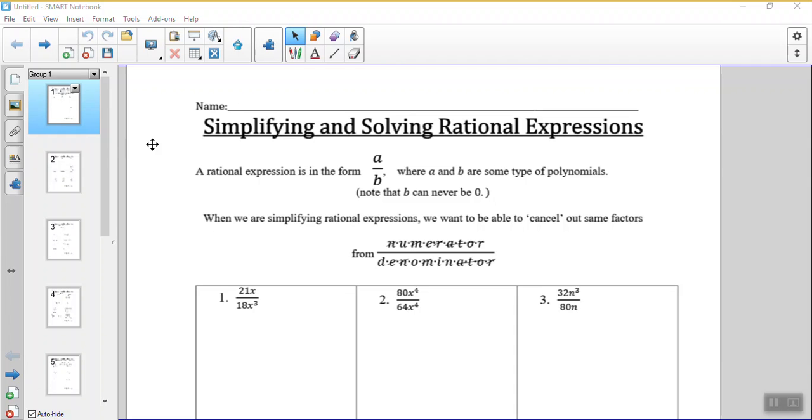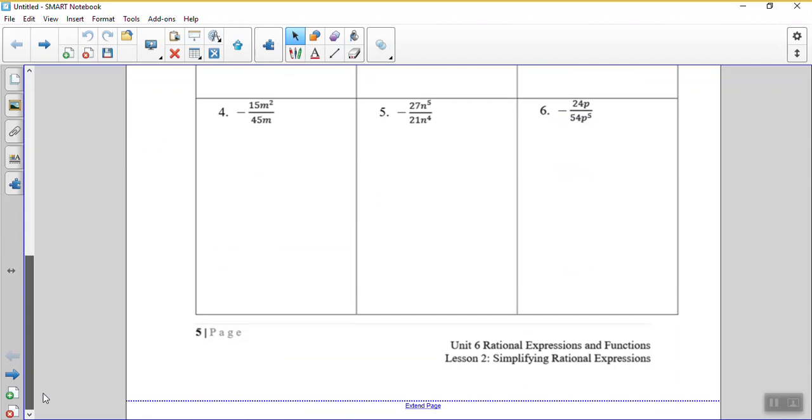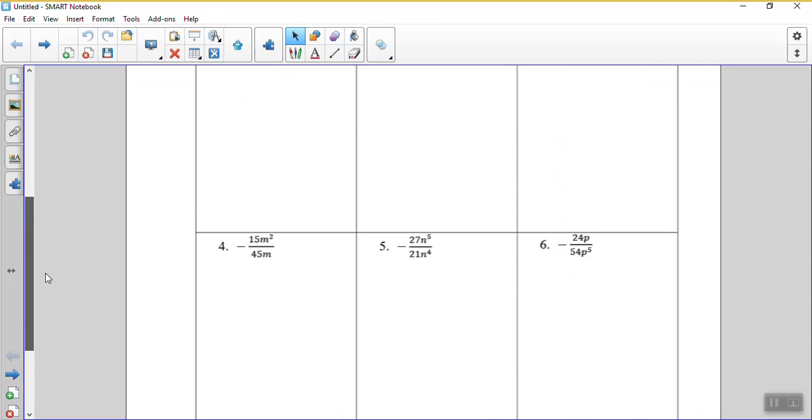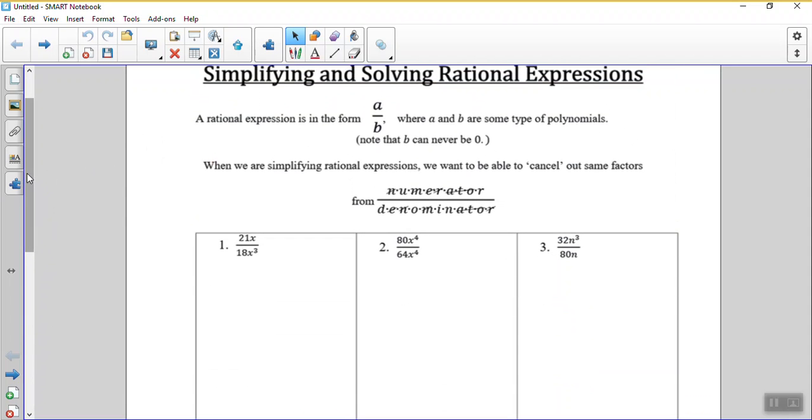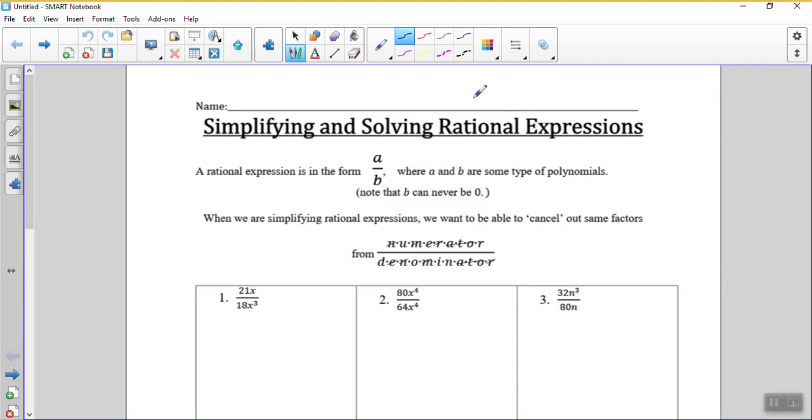All right, so this is lesson 2, simplifying rational expressions. And remember, you know it's a rational expression when you see a division symbol. And just a little calculator tip: to get this division symbol in your calculator, you hit alpha, y equals, and then it's the first one, number 1.